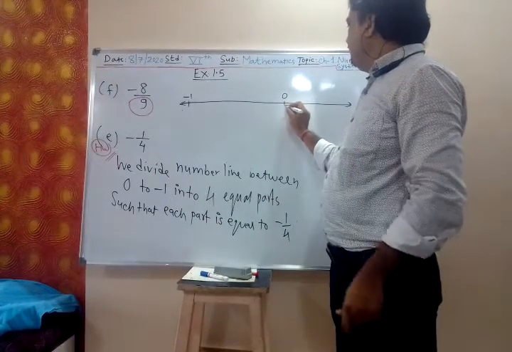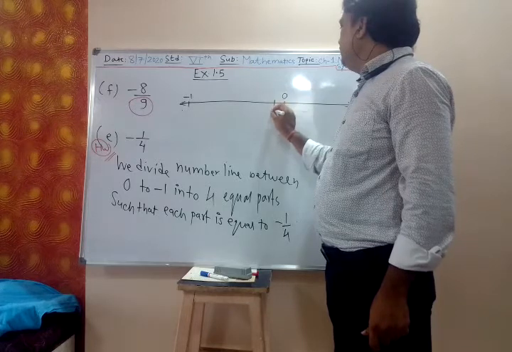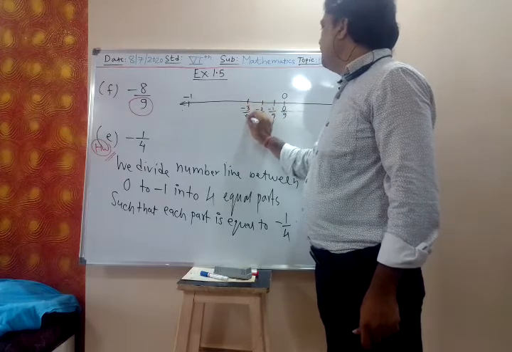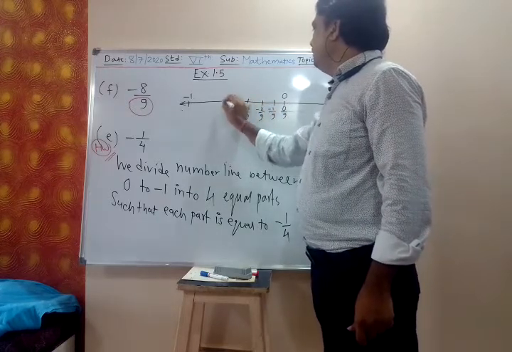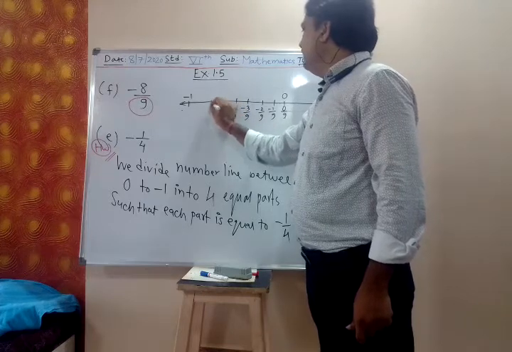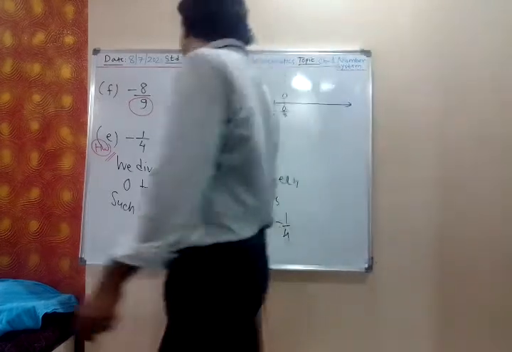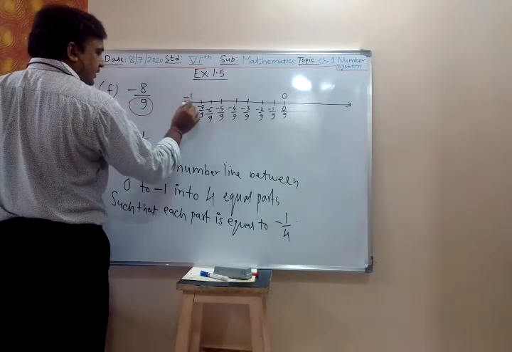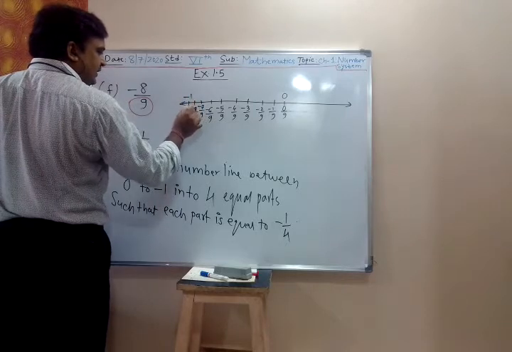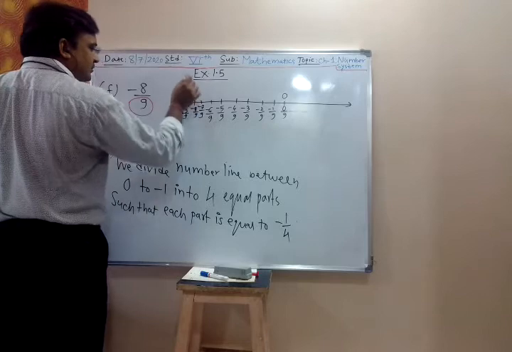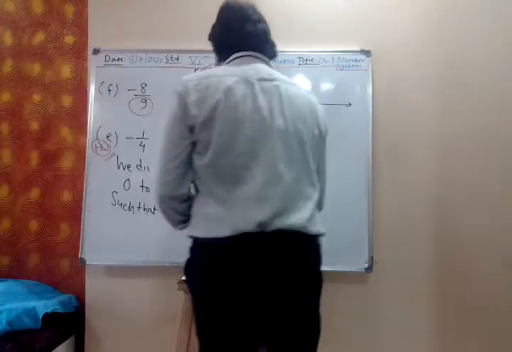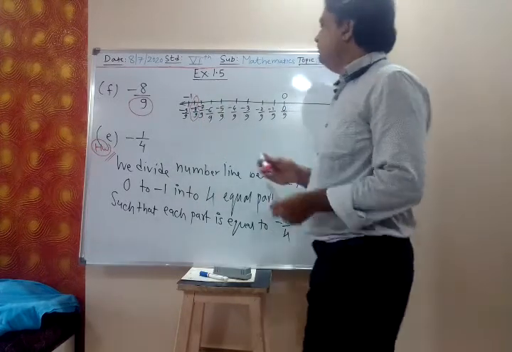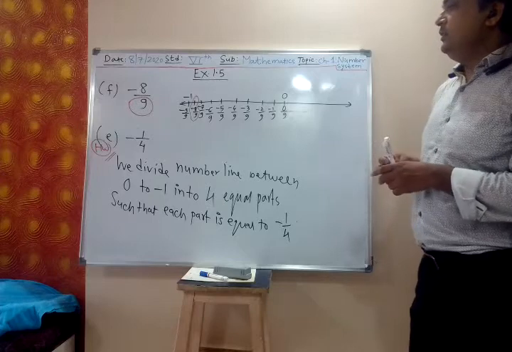So first is 0 upon 9, which is 0, then minus 1 upon 9, minus 2 upon 9, minus 3 upon 9, minus 4 upon 9, minus 5 upon 9, minus 6 upon 9, minus 7 upon 9, minus 8 upon 9, and last is minus 9 upon 9, which is minus 1. So where is minus 8 upon 9? Minus 8 upon 9 is this number. We have to divide that into 8 equal parts.